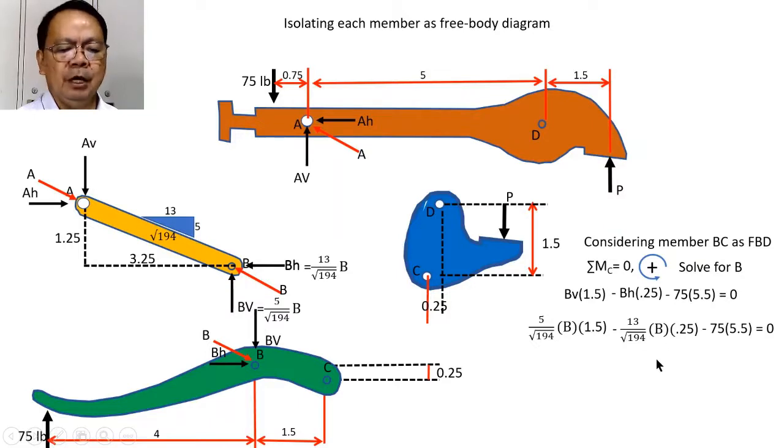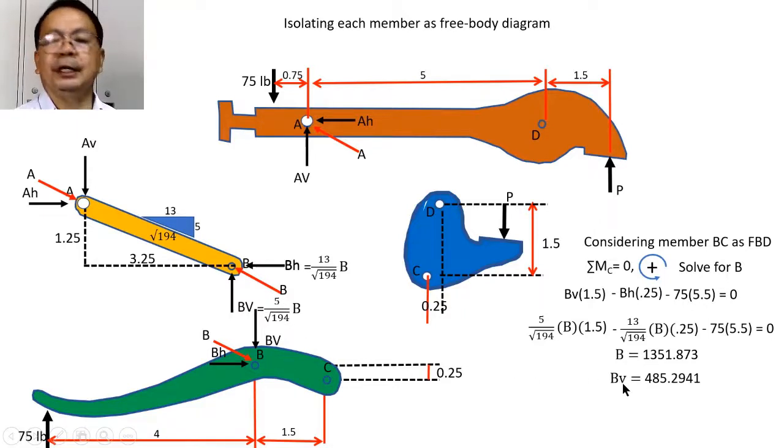And from here, we can already solve for the value of B, which is equal to 1,351.873 pounds. And because we have already computed for B, when we put this B back here, we multiply it by 5 over the square root of 194, we can solve the vertical component, which is equal to 485.2941 pounds. Now, how are we going to use this?